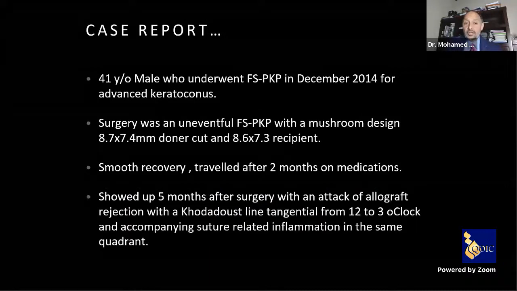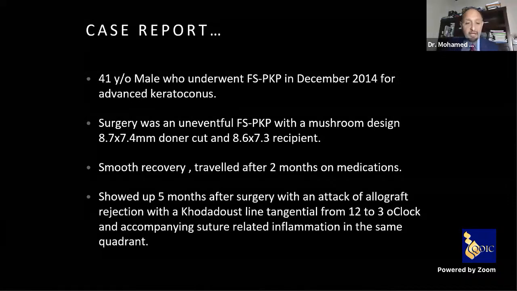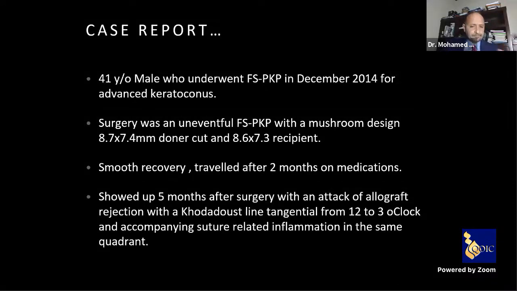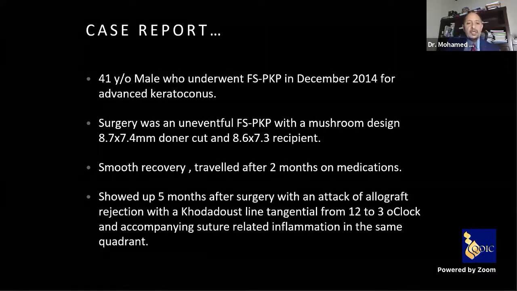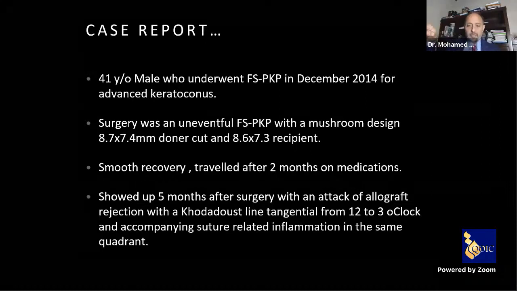So this was a 41-year-old male who underwent femtosecond PKP in December 2014 by myself for advanced keratoconus. Surgery was uneventful with a mushroom design. Everything was absolutely fantastic, smooth recovery, traveled after 2 months on his medications. And then he showed up after 5 months of the surgery with an attack of allograft rejection and a Khodadoust line, tangential from 12 to 3 o'clock.